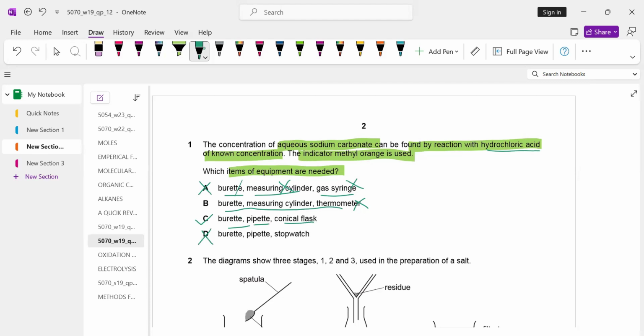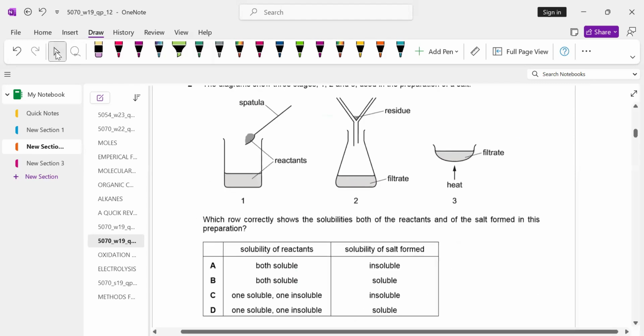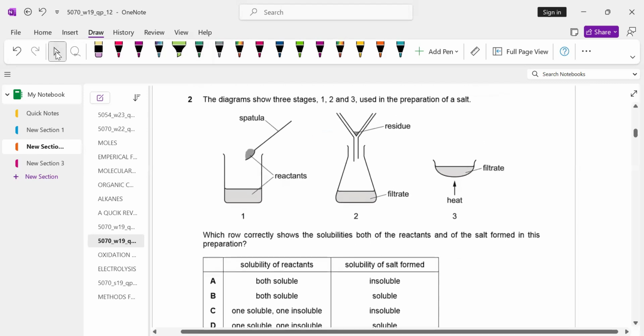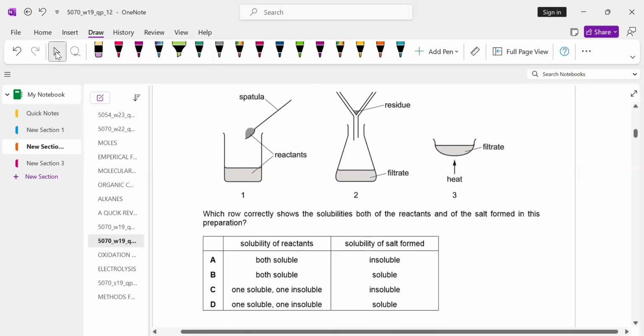So in the burette you can measure the volume of acid, and using the pipette you can measure the volume of sodium carbonate, and you have to put that sodium carbonate in the conical flask. So option C is correct for question number 1. Then question number 2, the diagram shows 3 stages 1, 2, 3 used in a preparation of salt. So these are the 3 stages shown. Which row correctly shows the solubility both of reactants and the salt formed in this preparation?